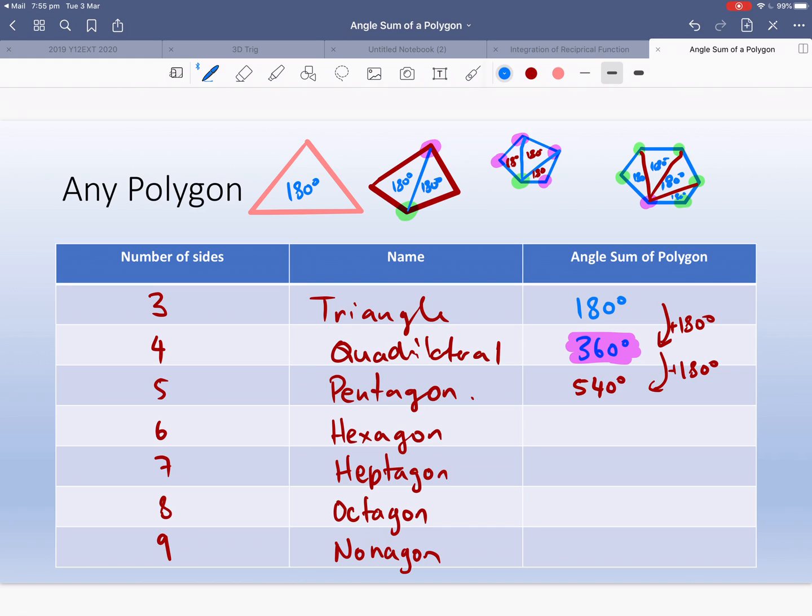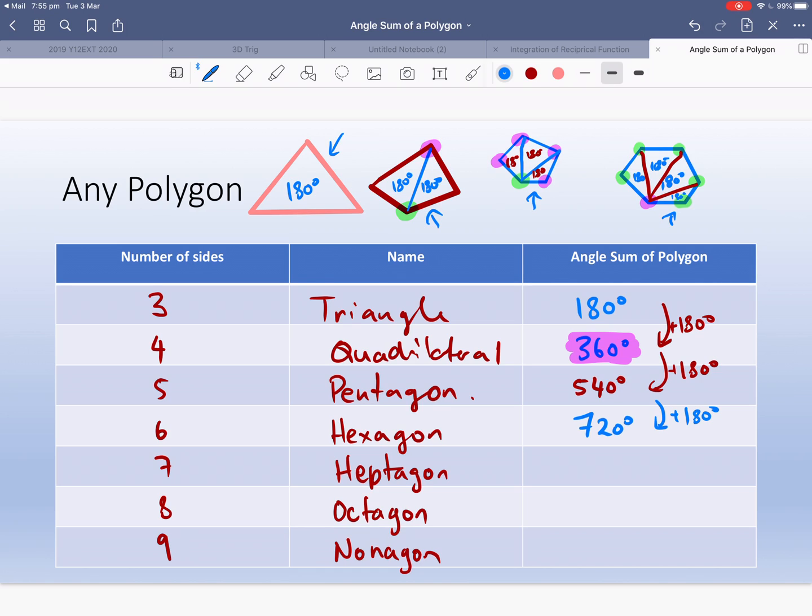And notice this. This has 1 triangle, this has 2, this has 3, this has 4. So we've got to add another 180 degrees for a hexagon. So 180 plus 540 is 720. Oh, that's interesting. So we've found the pattern.